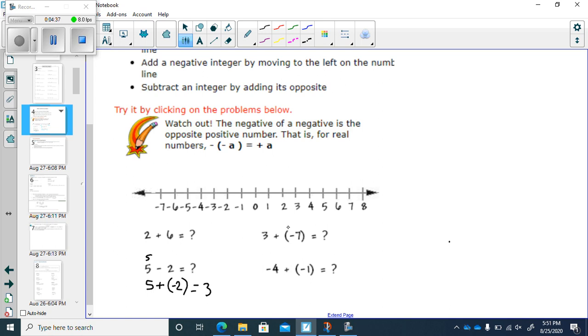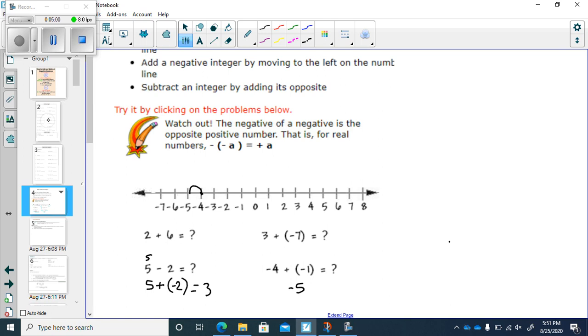-4 plus -1. We'd start at -4. Now let's rewrite this. Oh no, this is an adding one, so we don't have to change it. -4 plus a -1. We start at a -4, and then we go in the negative direction 1 place, okay? So that would give us -5, right? Let's go back up here and let's try a few of these.